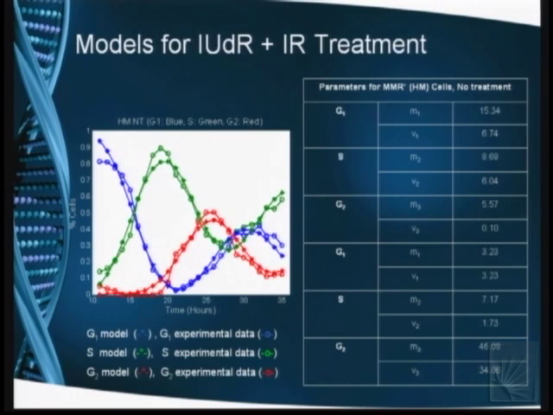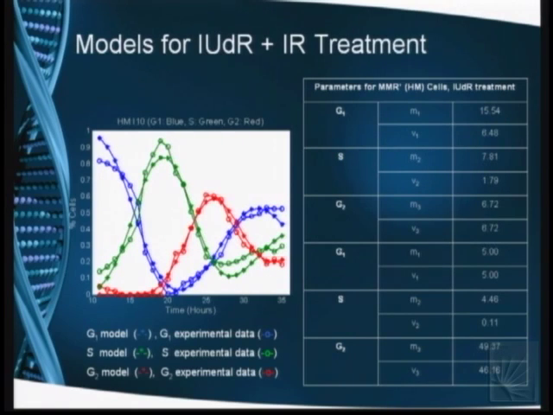Then this is the modeling results for the proficient cells with no treatment conditions, and you can see that the model is pretty good in following the trend in the experimental data. And this is the modeling result for the proficient cells with IUDR treatment. And we also use the parameters of the model to actually compare the dynamical changes between proficient and deficient cells under different treatment conditions.